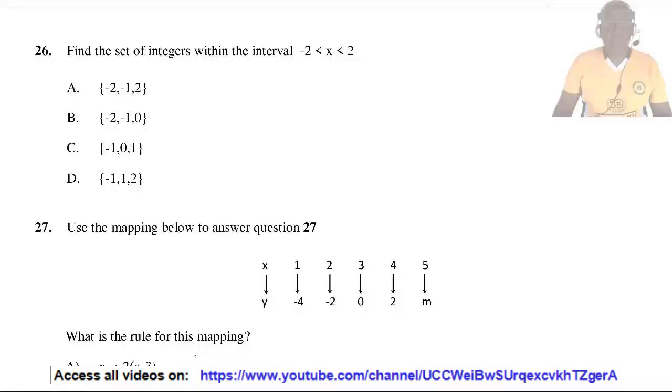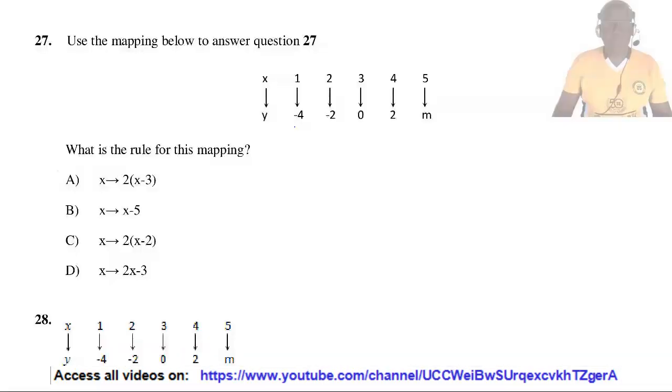Another way of solving the problem is to draw the interval on a number line. That's 0, 1, 2, minus 1, minus 2. 2 is excluded from the integers within the interval because of the less than sign over here. Minus 2 is as well excluded. So the integers within the interval are minus 1, 0, and then 1, which is C.